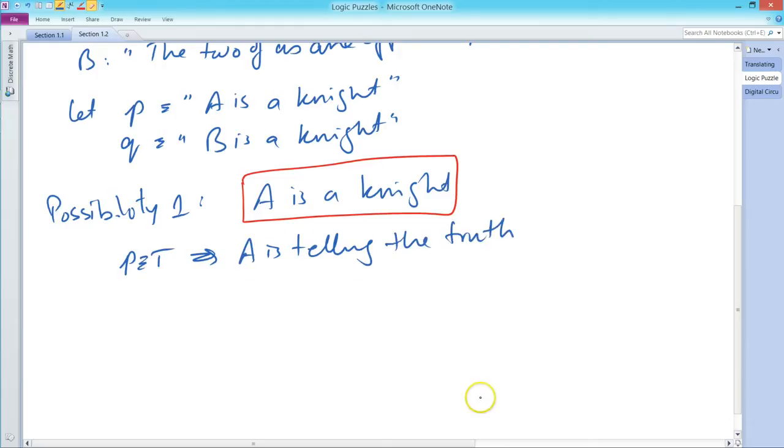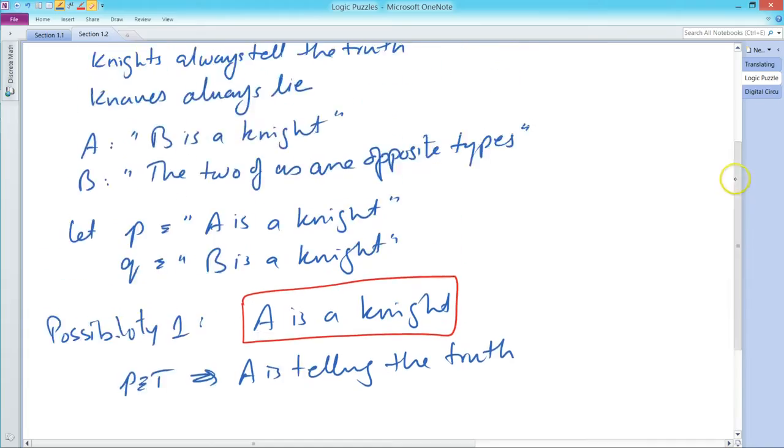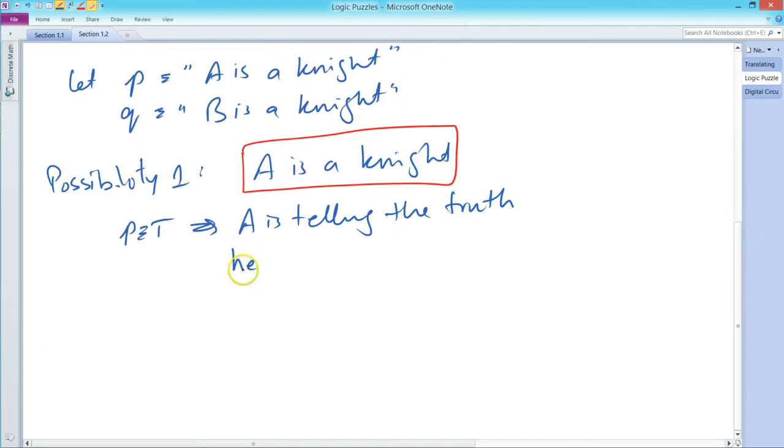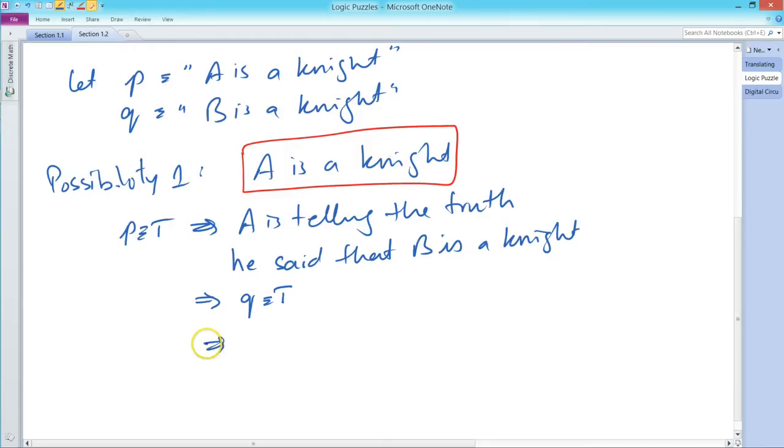So the question is, what did he say? A said that B is a knight. So he said, let me write over here, he said that B is a knight. Now if B is a knight, then this means I've reached the statement that Q is true. Okay? Now we assume that A is a knight, and then we came to a conclusion that B is a knight. This means that A and B are of the same type.